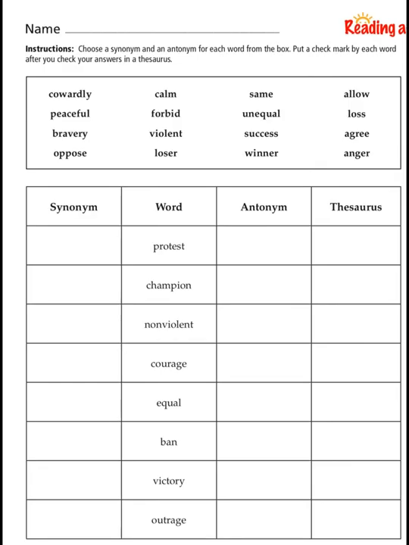Next, it says choose a synonym and an antonym for each word from the box. Put a check mark by each word after you check your answers in the thesaurus. What is a thesaurus? A thesaurus is a dictionary that has antonyms and synonyms. You can use the internet for this activity. Go on and find the meanings and decide which is the synonym and the antonym, and we're going to check later in our class.